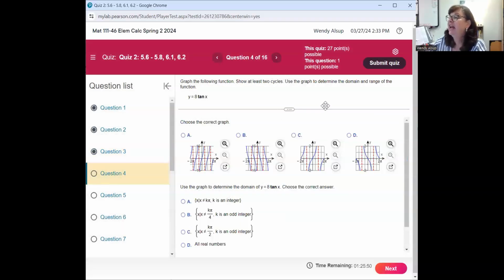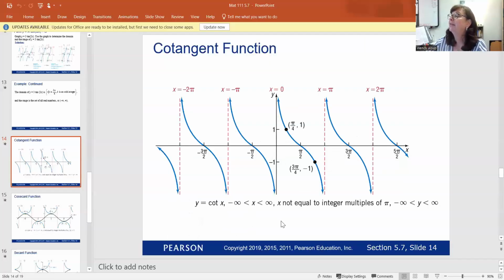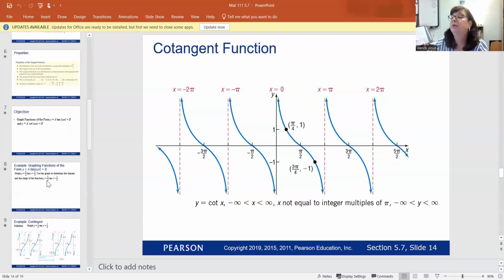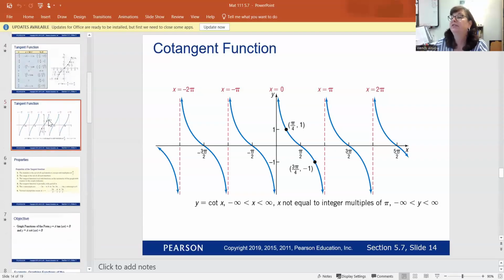Tangent x. Which one of these is going to be the graph of the tangent of x? All right, well, I've got a PowerPoint video here. Let me see if I can, here it is right here. Share this. All right, if you remember back in the day, that's cotangent. Let's go up here to tangent. Where is tangent? Here's tangent.